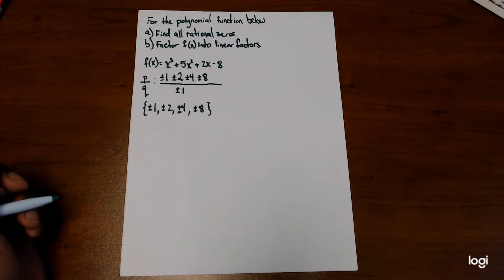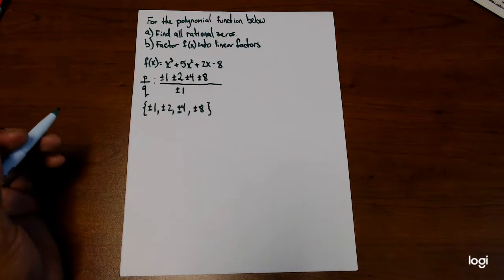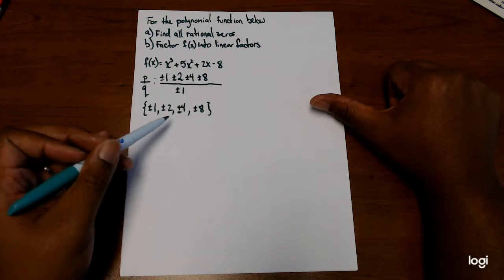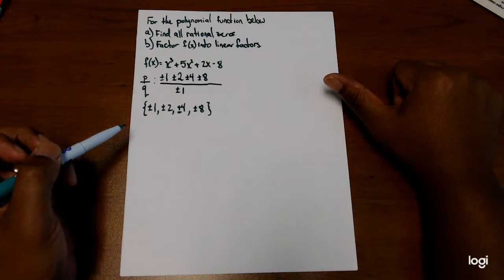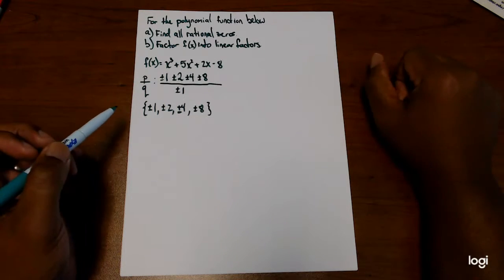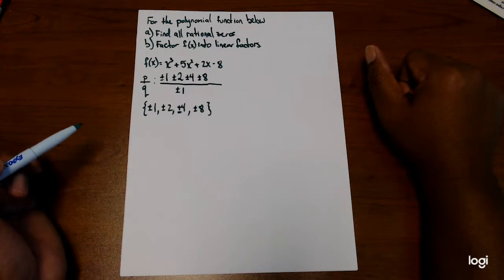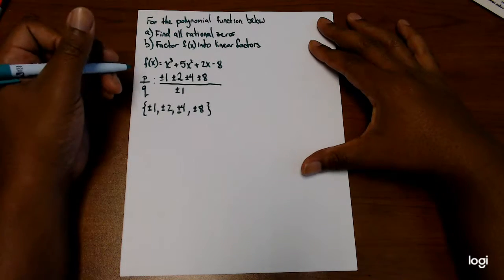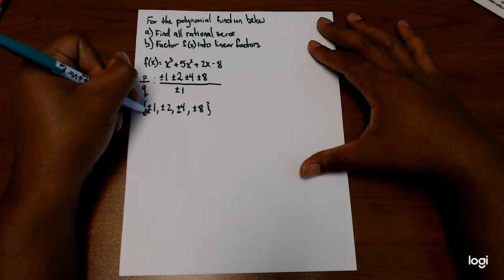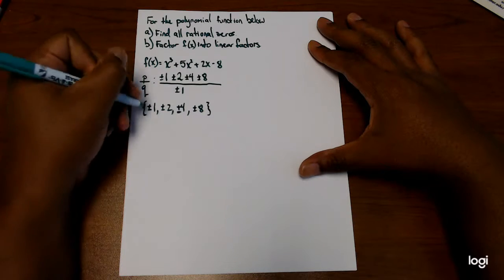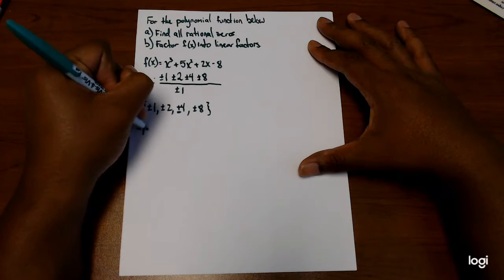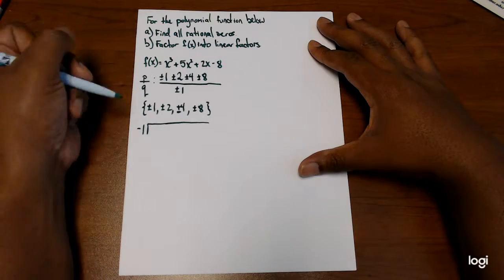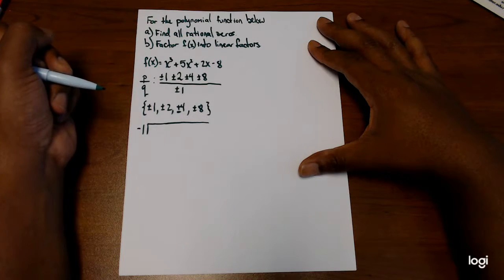Not that any of these are actually zeros, right? It could be the case that I don't have any rational zeros, and so all these numbers could fail to be zeros. But if I do have a rational zero, it has to be one of these. So let's go ahead and get started testing them. I'll start with the -1. I want to see whether or not this -1 is actually a zero. So I'll set up synthetic division. And on the outside, I'm going to have a -1. That's the number I'm testing.